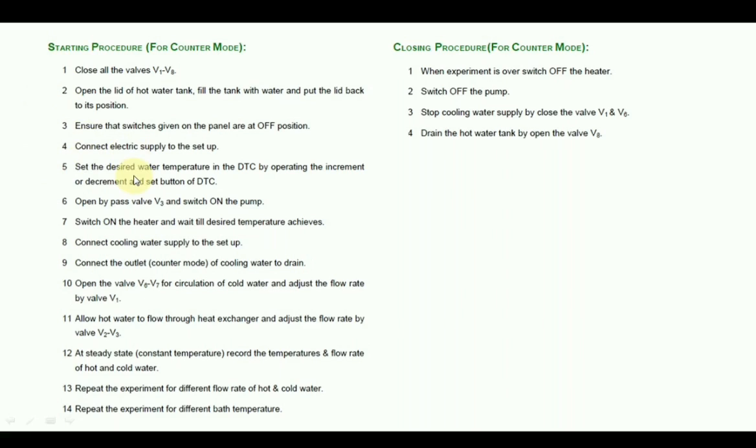Then with the help of our control panel, we can set the desired temperature of the water for the hot tank. Generally we set the temperature between 40 degrees and 80 degrees, so in between, any temperature one can set. Then after that we need to open the valve V3 and switch on the pump.